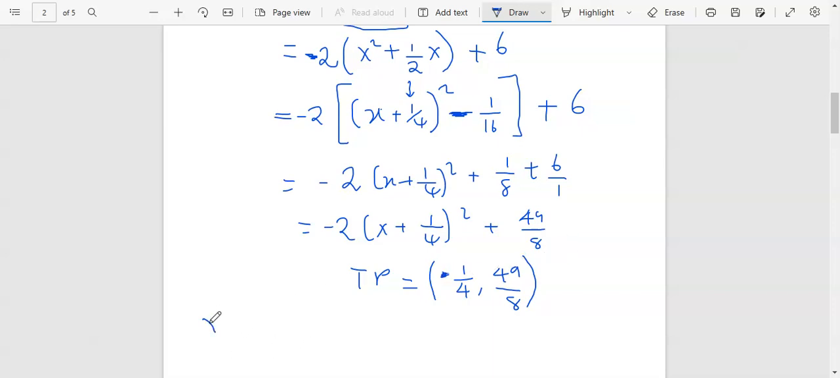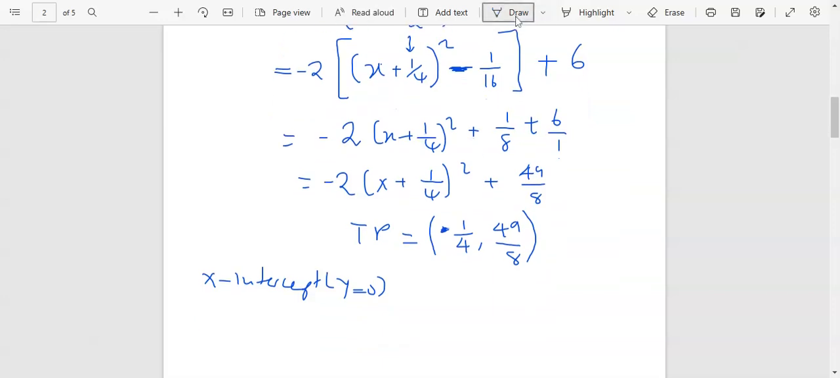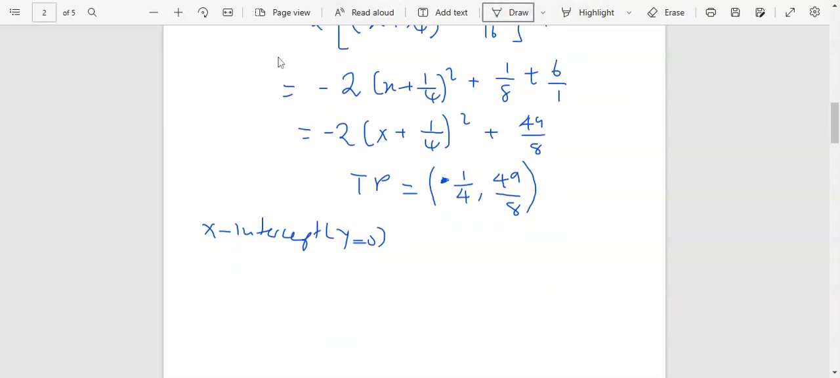The next thing that we need to find are the x-intercepts, which you know that they happen when y is equal to 0. So we'll get to write the function itself. The function which we had, that was what? Is it negative 2x squared minus x plus 6? So equate it to 0.